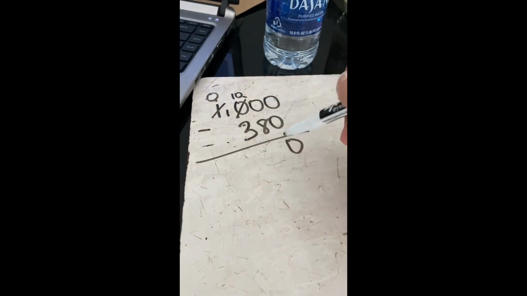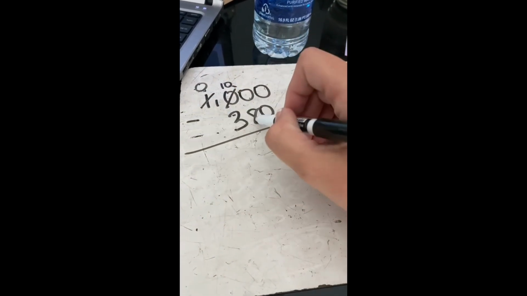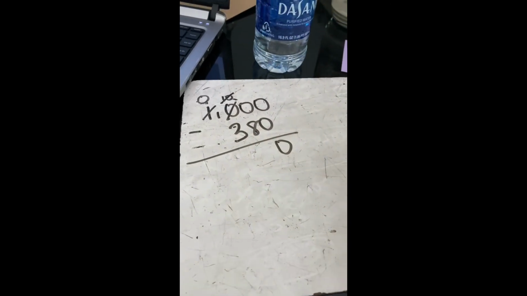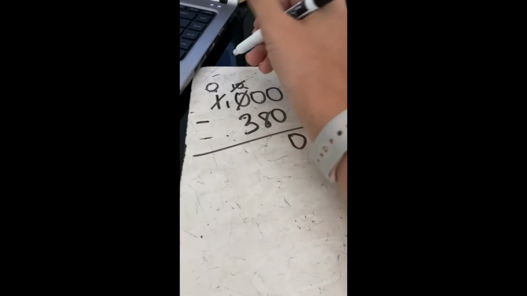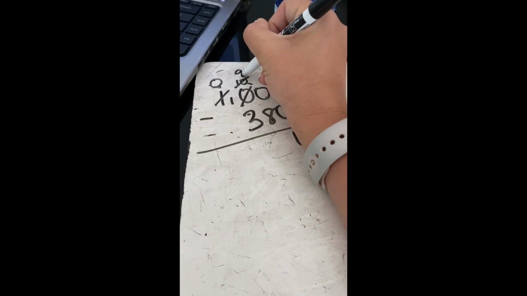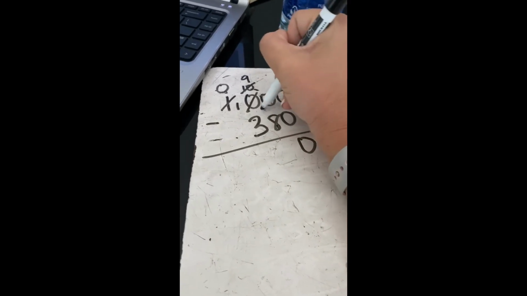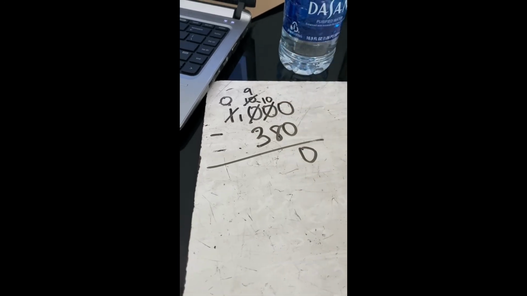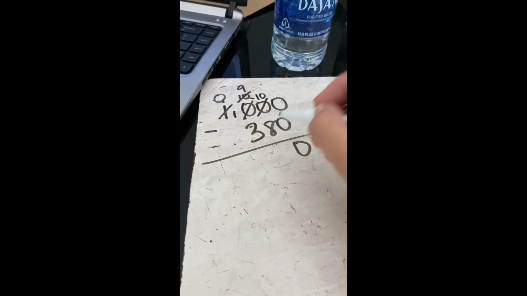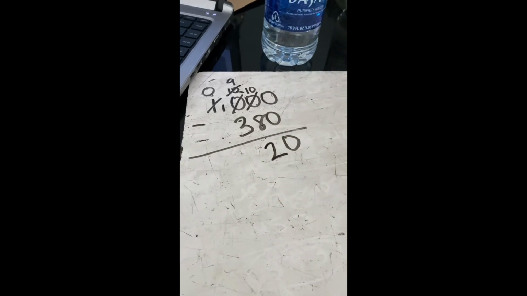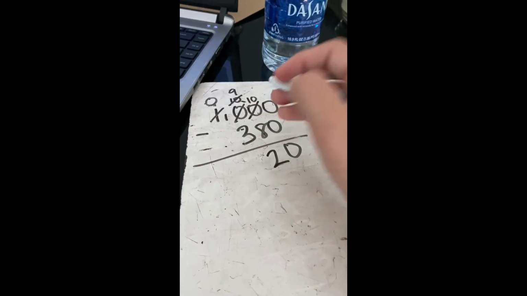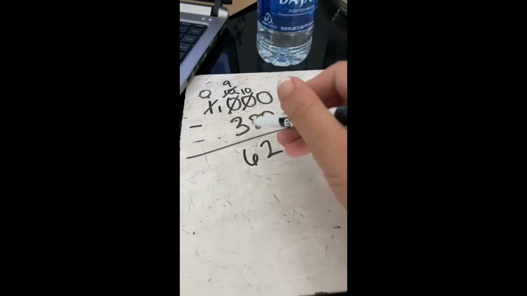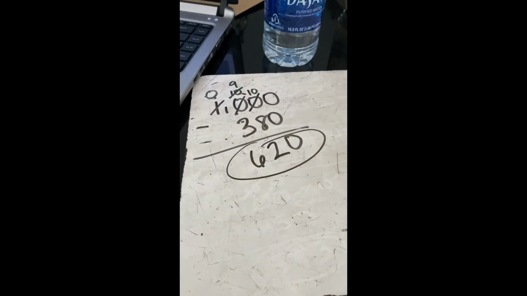All right, but that doesn't help me over here. 0 minus 8. I still can't do it, so I go back over to my hundreds place and I say, can I borrow something, please? And they say yes, and they give me 100. So this becomes 9 hundreds, and this becomes 10 tens that make 100. So 10 tens minus 8 tens is 2 tens. 9 hundreds minus 3 hundreds is 6 hundreds, and 0 thousands, and there's nothing to take away. So my answer, guys, was 620.